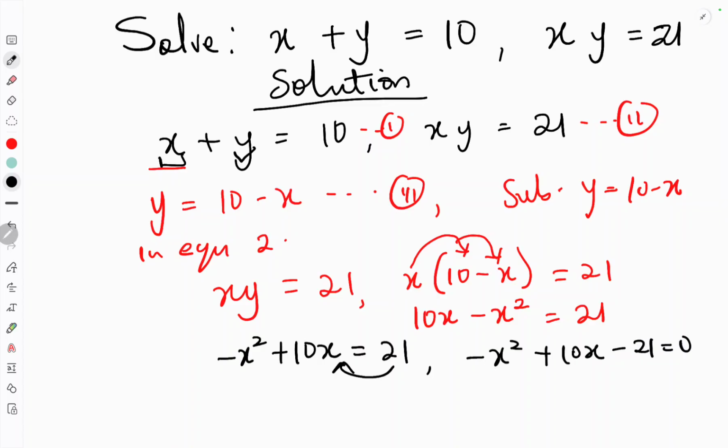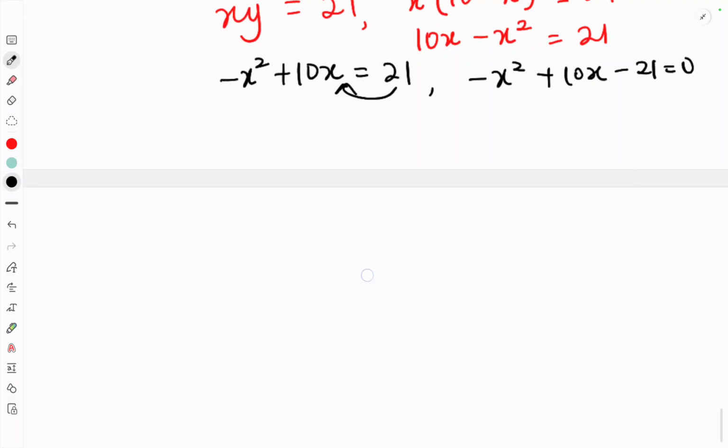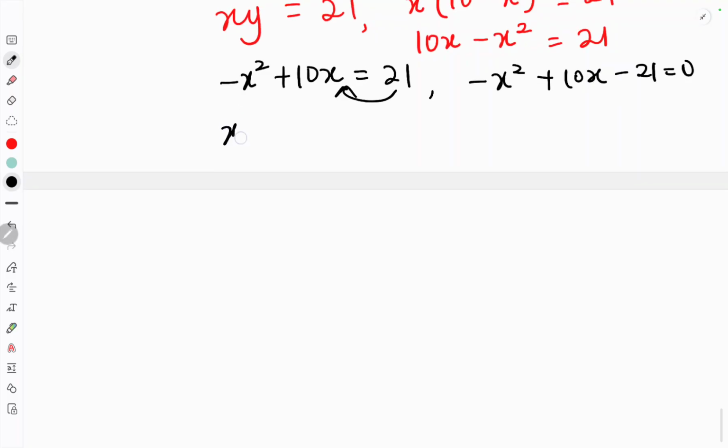To remove this minus, it will be transferred to every term in the equation. So to remove it is very easy to do. So we have x squared minus 10x plus 21 is equal to 0. So this is clearly a quadratic equation. So we are going to solve the quadratic equation.